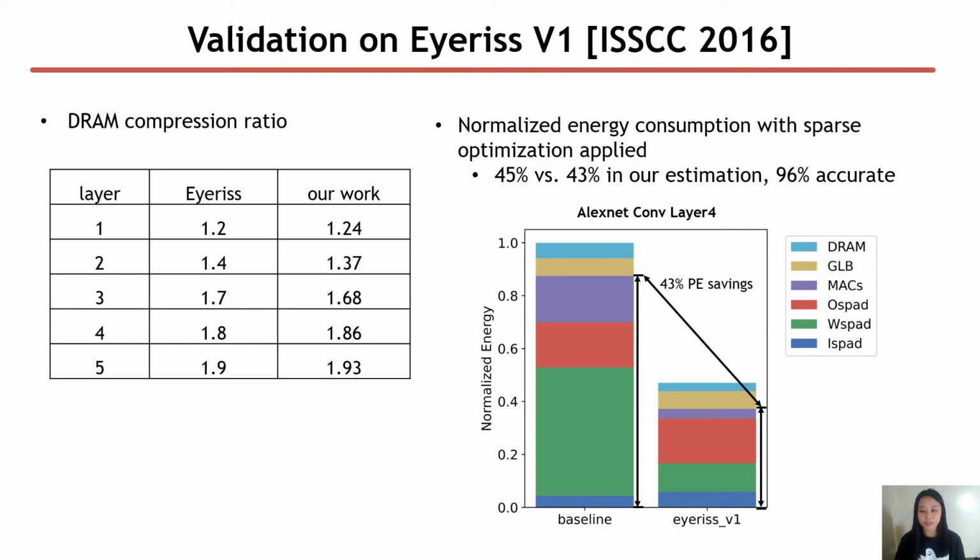We also compare another value presented in the Eyeriss V1 paper, which is the normalized energy consumption with sparse optimization applied. Since we're only applying the gating in the PE architecture, as you can see in the previous slide, we are comparing the savings of the PE. The paper says the PE saves 45% and our analysis shows 43%, which is very close to the ground truth.